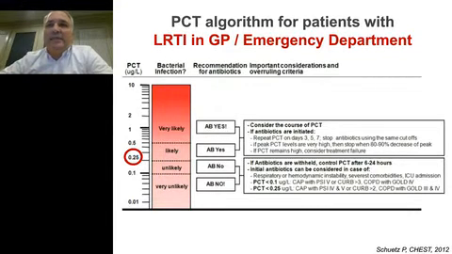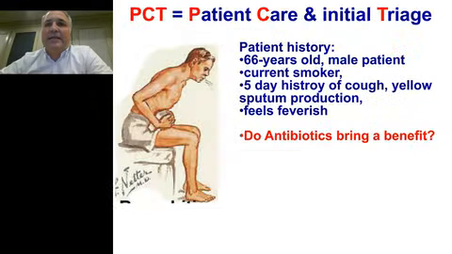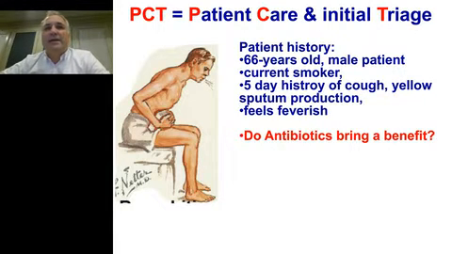Now, when you look at a typical patient that will be included in the trial, I'll give you an example here. This is a 66-year-old male patient. He's a smoker. He comes to the ER because he has a 5-day history of cough, yellow sputum production, and he tells his GP, well, I feel feverish. I always get an antibiotic from my GP if I have an episode like this, so please provide me with an antibiotic. So you do a chest x-ray, you don't find an infiltrate.